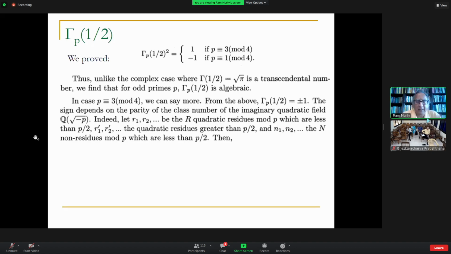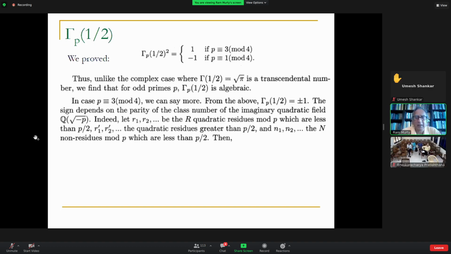And if we take what are called quadratic residues, that is, squares mod p are called quadratic residues, R1, R2, etc., which are less than p over 2, and R1 prime and R2 prime, which are also quadratic residues greater than p over 2, and N1, N2, and so on and so forth.